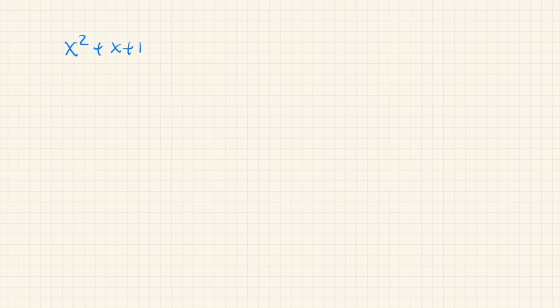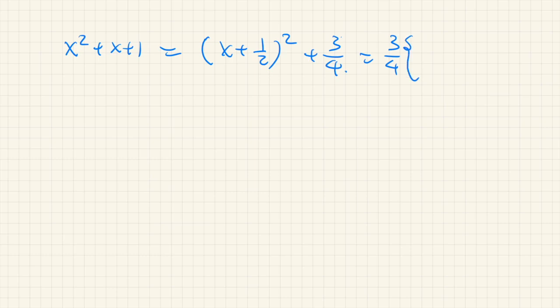So x squared plus x plus 1, let's complete the square here. That should be x plus 1 over 2 squared plus 3 over 4, right? So let's write this as this. Factor this 3 over 4 out, and we have 3 over 4 times (4 over 3 times (x plus 1 over 2) squared plus 1).